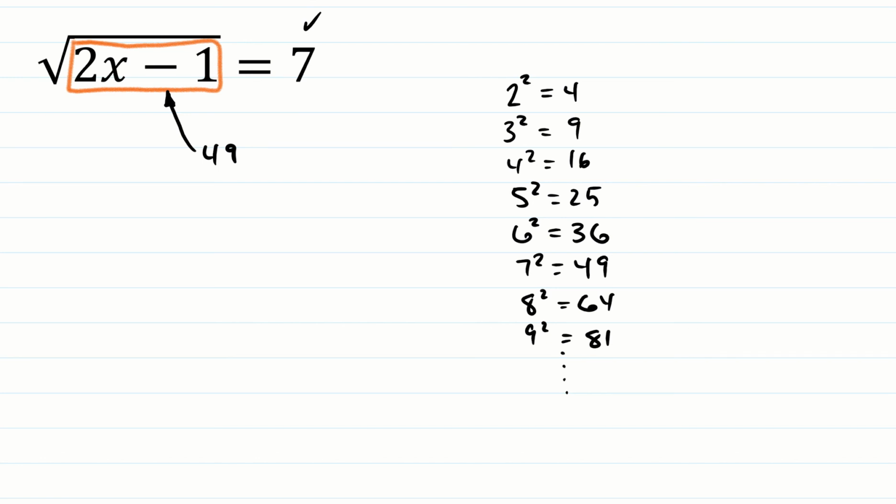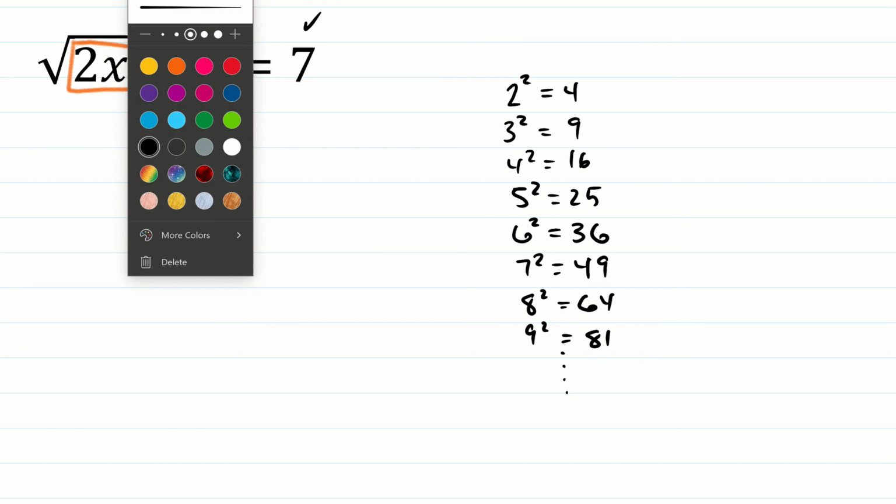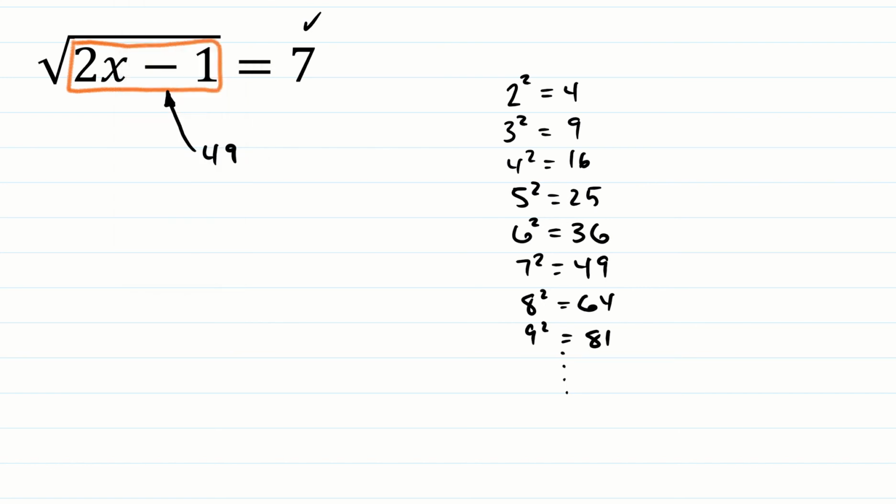So I'm just going to say to myself, well, what would that have to be? What does x have to be to make this 49? Well, I don't have to just say it. I'm going to do this. I'm going to force it to be 49.